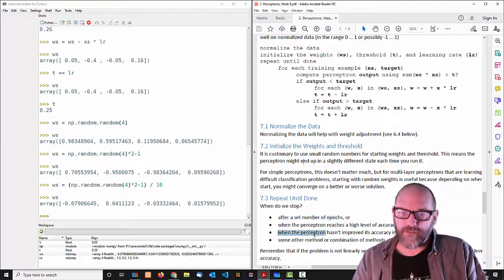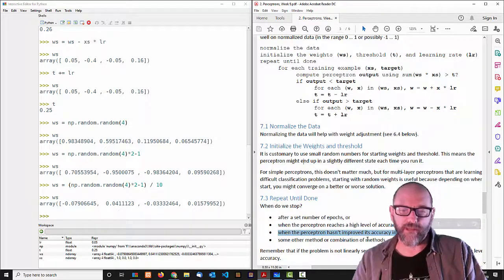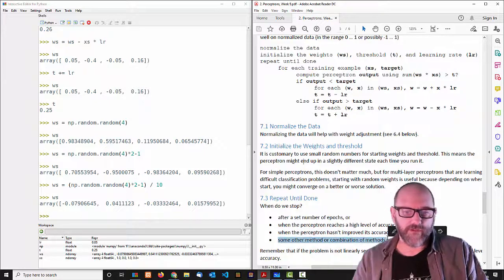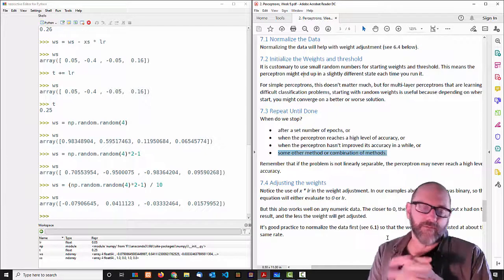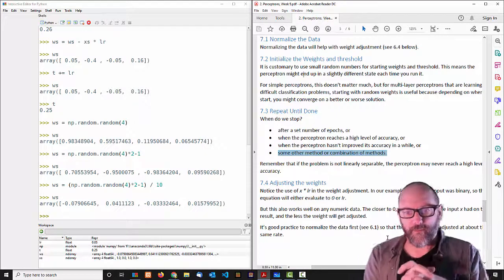Or you could look at how it's improving its accuracy. If it hasn't improved it in a while, you could stop. That's a good way to do it. So if it's been 3 epochs and nothing's changed in terms of the accuracy of the perceptron, or 5 epochs, maybe stop. And you can use a combination of stuff. Okay, and keep in mind that a perceptron will do really well if the problem is linearly separable and not if it's not.